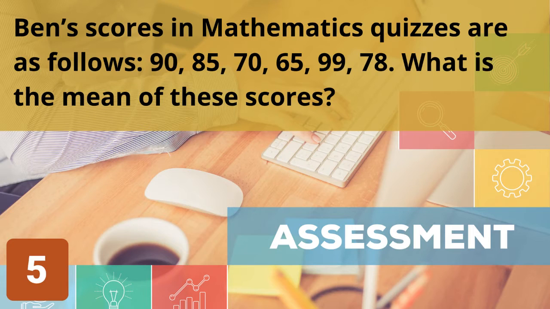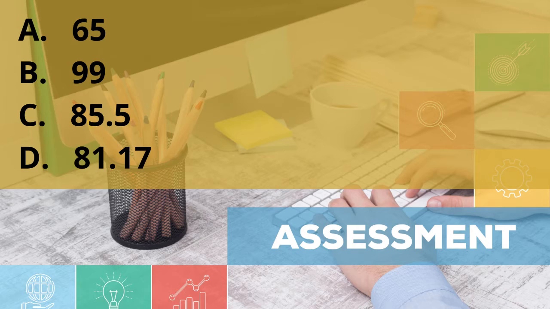Number 5. Ben's scores in mathematics quizzes are as follows: 90, 85, 70, 65, 99, and 78. What is the mean of these scores? A. 65, B. 99, C. 85.5, D. 81.17.